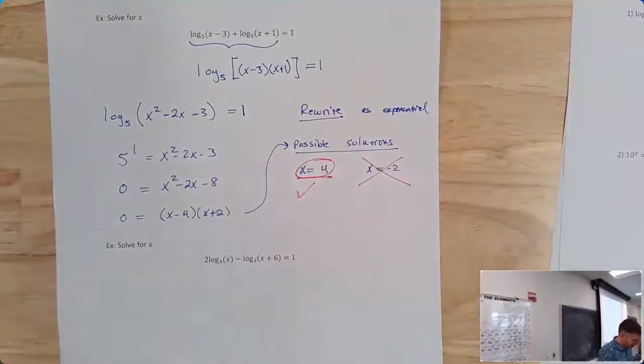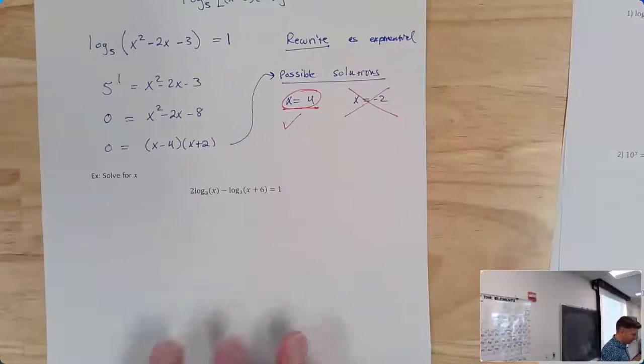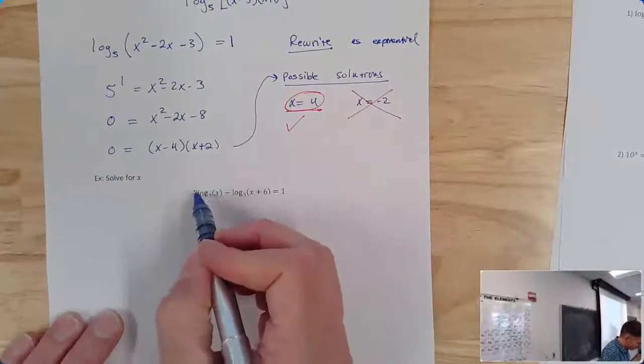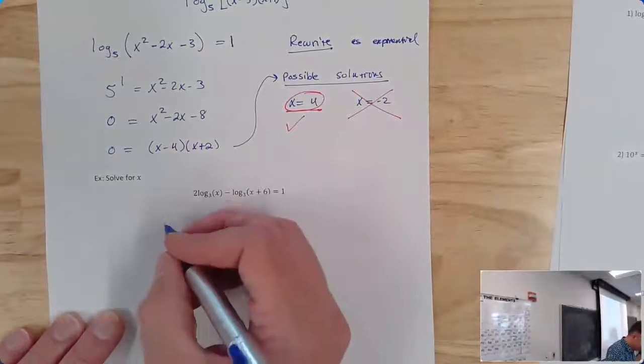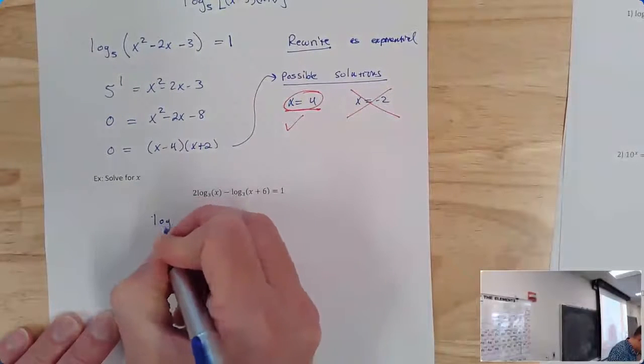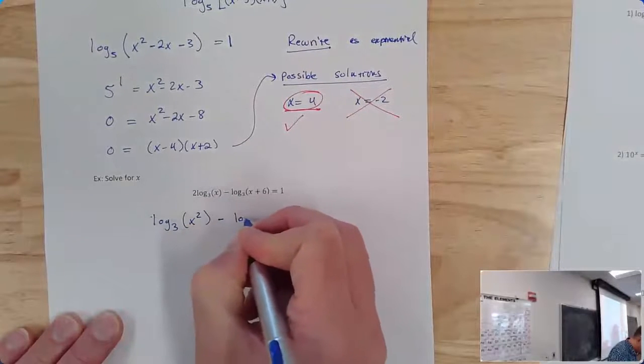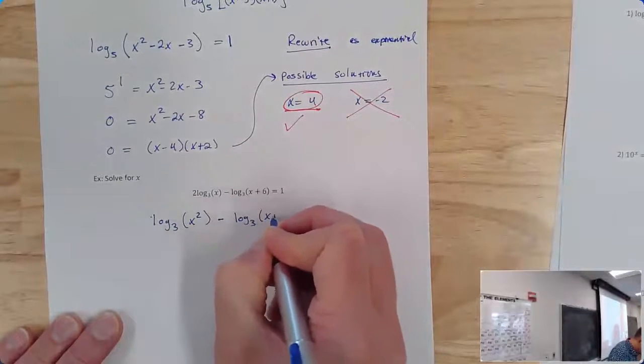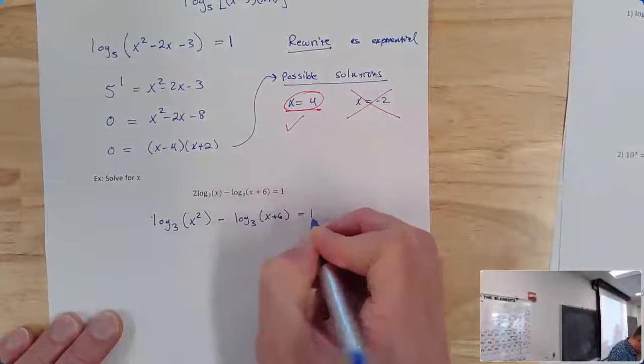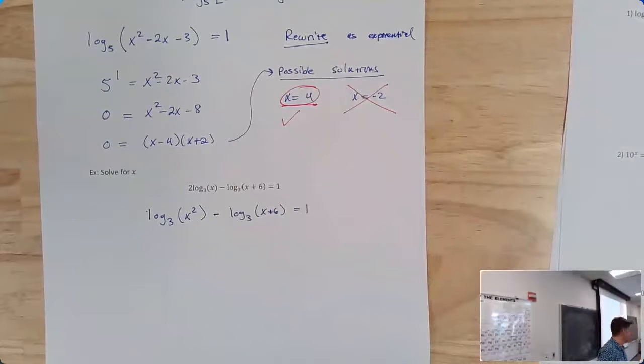All right, again, solving for x. Again, we want to compress our logarithms into one log, but just like the example before last, before we can compress the logs together, we need to deal with that 2 out in front. So I'm going to rewrite this as log base 3 of x squared minus log base 3 of x plus 6 equal to 1. And now we can condense those into one logarithm.